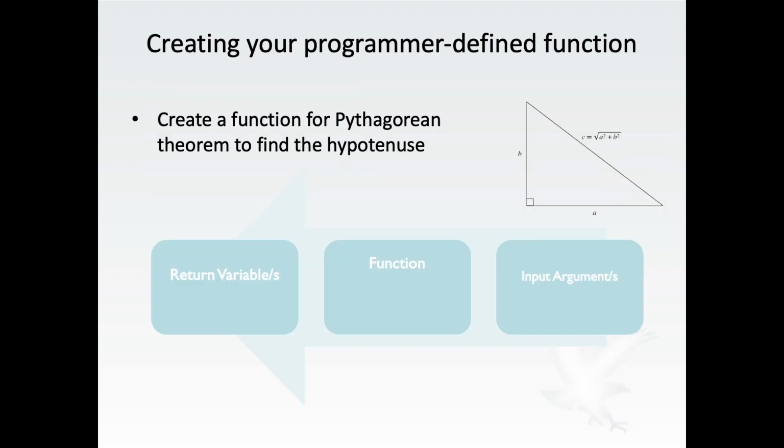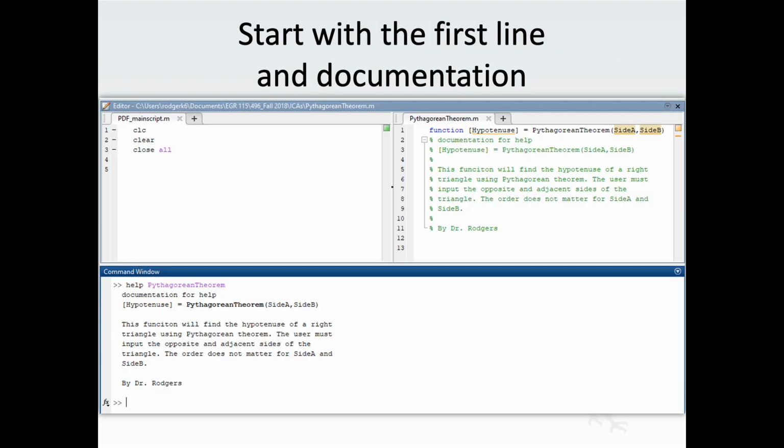The first programmer-defined function that we are going to create is a function for the Pythagorean theorem. So again, our function is going to be the Pythagorean theorem. We are using the two sides A and B to find the hypotenuse C. Here's an example of what it should look like at the beginning. So again, you have the function, you have your return variable equal to the function name and your input parameters. And then you have your documentation commented in. If you type help space the name of your function, then you will see your documentation show up in the command window as shown here.